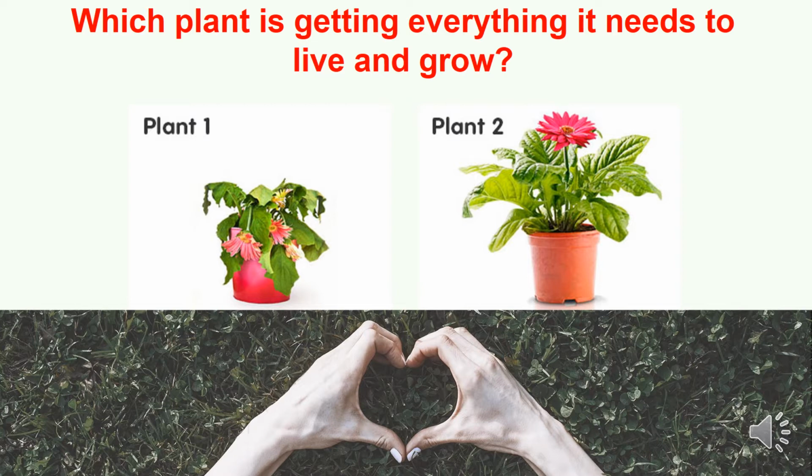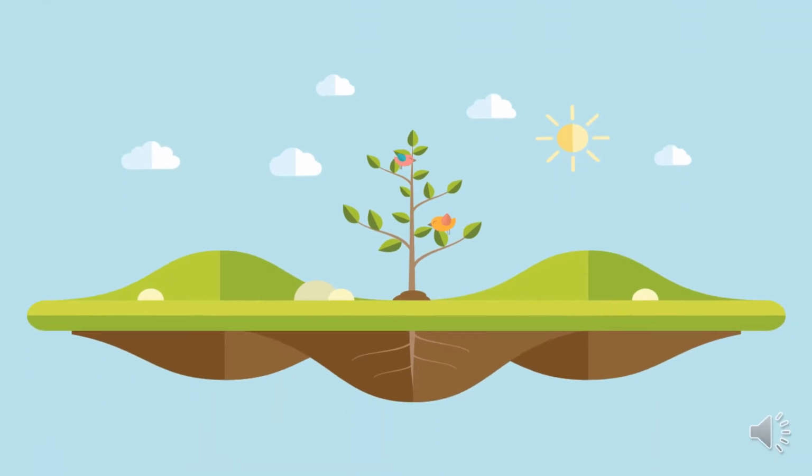And plant 2 has bright green color, and it is standing straight up. So which one do you think is getting everything it needs? Of course, it is plant number 2. This picture of a plant is showing us that it is getting what it needs with the help of its parts, which are the roots, stem, and leaves.